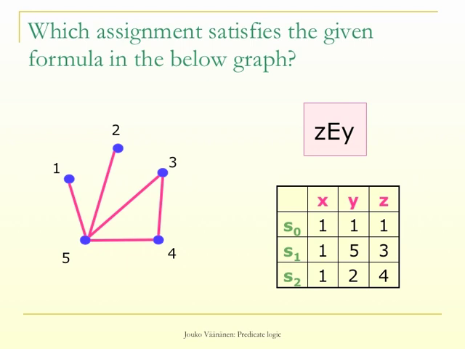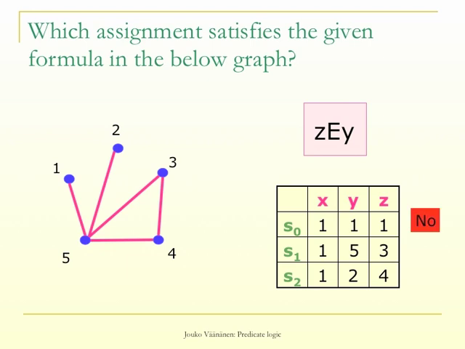Which assignments satisfy the formula ZEY in this graph? Again, the graph has 5 vertices and 5 edges, and we are given 3 assignments. Let's look at the values of Z and Y. In S0, Z and Y are both 1, so there couldn't possibly be an edge. We know that even without looking at the graph, so the answer is no.